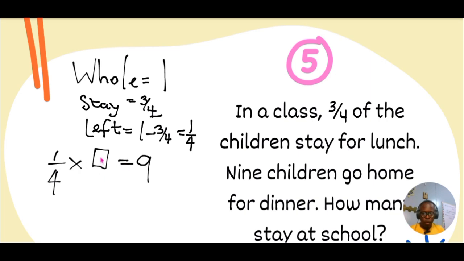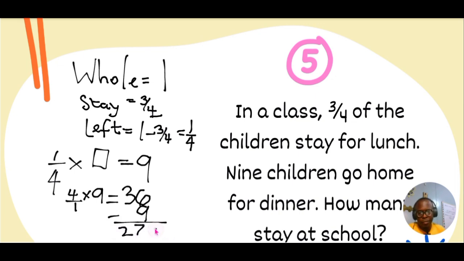Okay, so to get the total number, I will just invert this fraction, that's 4 over 1. When I invert it, 4 over 1, and I multiply by the 9. So that means all the children are 36 in number. 4 times 9, 36 in number. So if 36 children are in the class and 9 already left, that will mean that 27 stayed. So 27 children stayed. So I want you to look at it again, listen to this part again for you to get it.